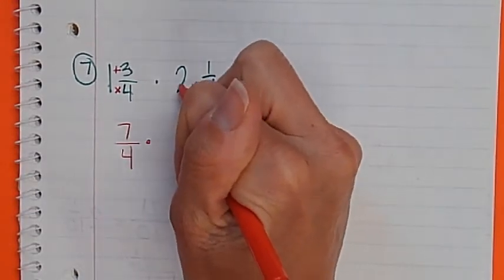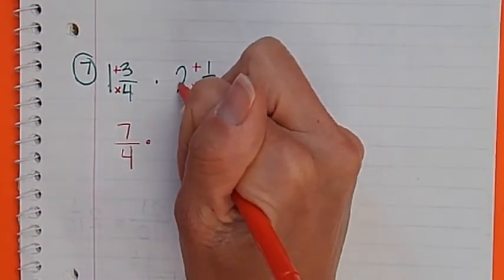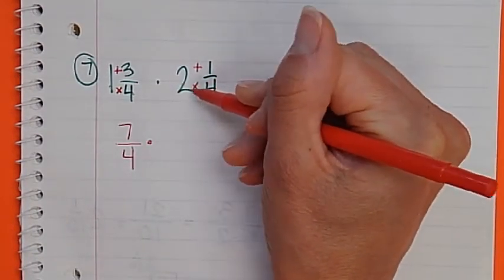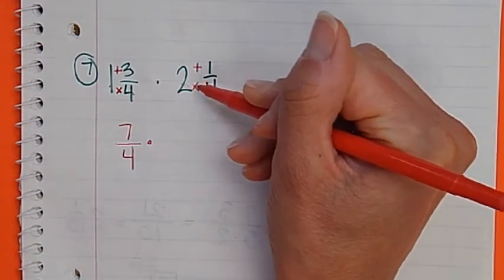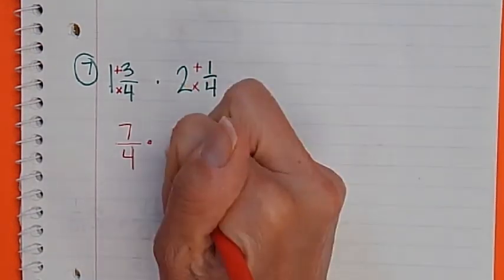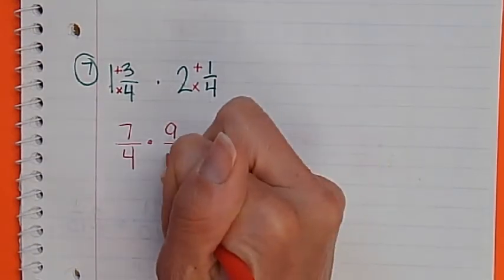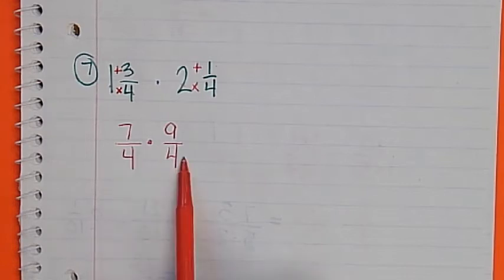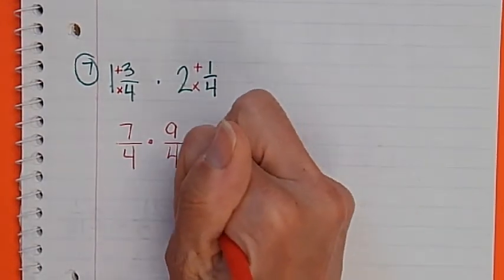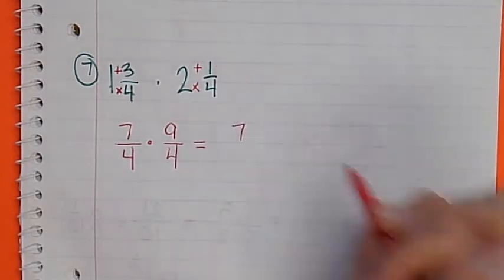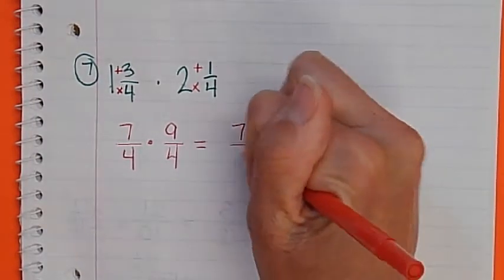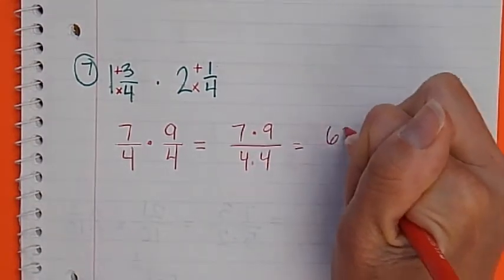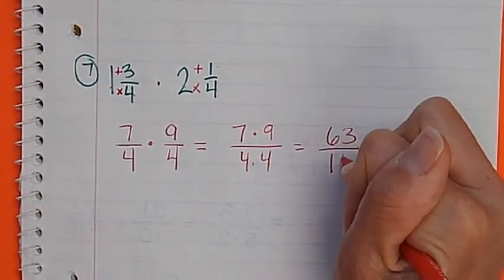4 times 2 plus 1. 4 times 2 is 8, plus 1 is 9. So remember, I'm multiplying 4 times 2 because there's 4 pieces in each whole. 4 times 2 is 8, plus 1 is 9. 9 is on the top, and I still have a 4 on the bottom. I cannot cross cancel these 4s because they're both on the bottom, so now I just have to multiply. Remember, multiplication of fractions is numerator times numerator, denominator times denominator. 7 times 9 is 63, 4 times 4 is 16.